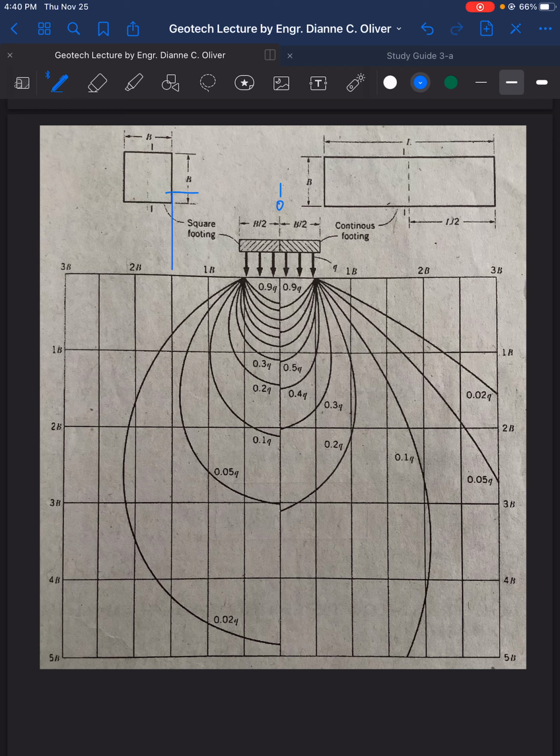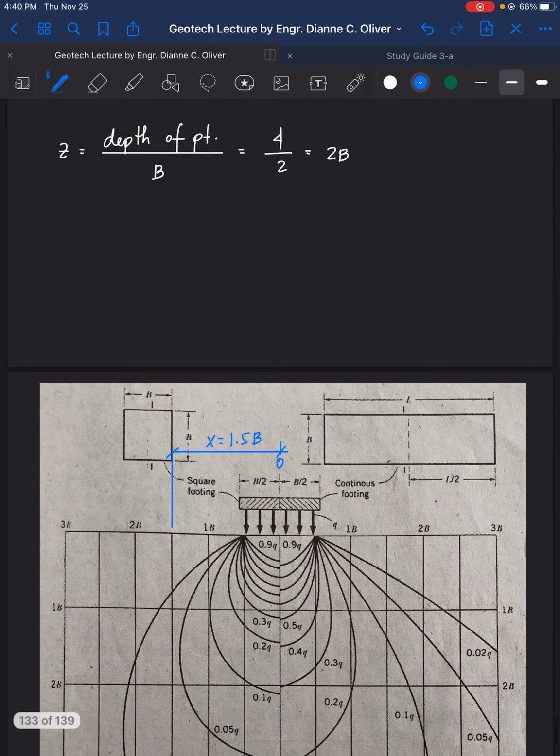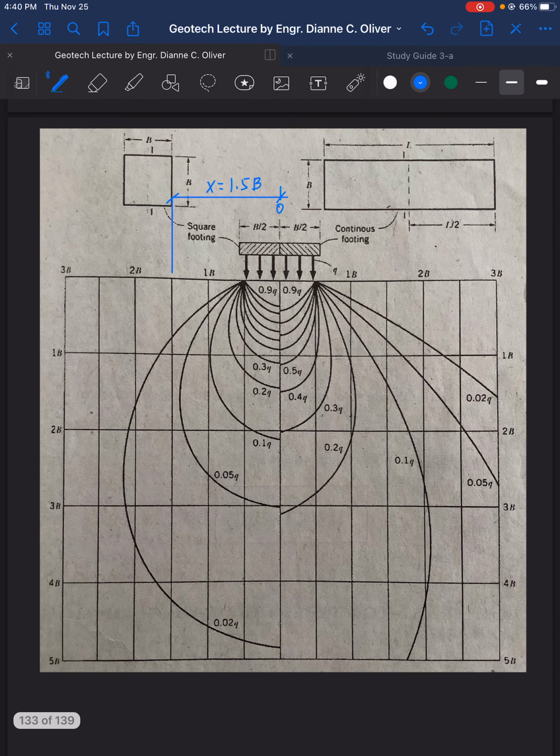So this is our x equals 1.5b. For the depth, we have z equal to 2b. So this is our z. Z is equal to 2b. So where is it now? It's located here. So this is our point P.